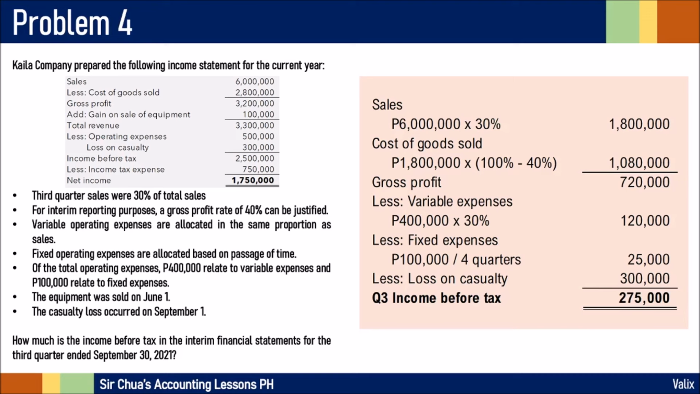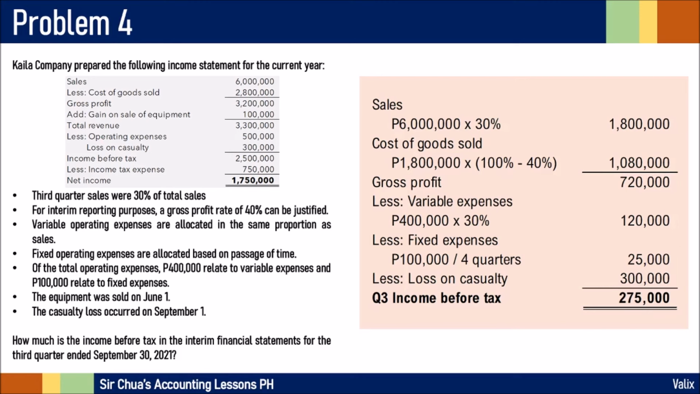Okay? But your loss of casualty which happened on September 1 is pasok po sa third quarter na pangyayari. So, yung buong loss on casualty na 300,000 is part of your loss for quarter 3. And again, ulitin natin, gains or losses are not allocated. It will only be reported in the interim period where it relates. Kaya po yung buong 300,000 talagang nandyan. Okay? So, just perform the calculations of your income statement and your quarter 3 income before tax is 275,000.